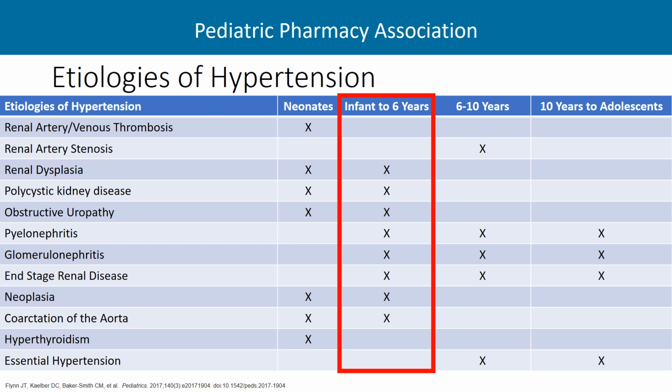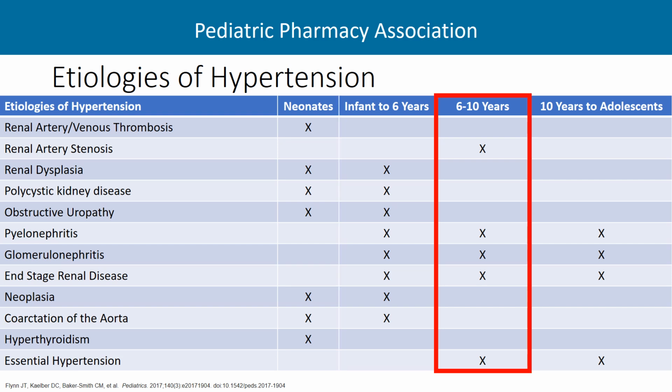Next, we have our infant to 6 years of age group, which has similar etiologies minus a few. Additional causes in this age group include pyelonephritis, glomerulonephritis, which is essentially inflammation of the glomerulus, which is the portion of your kidney that filters out toxins, metabolic waste, and fluid. And also you can see hypertension associated with end-stage renal disease. These causes, again, are more linked to a secondary cause of hypertension.